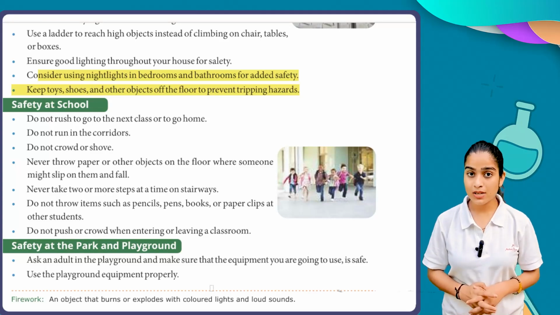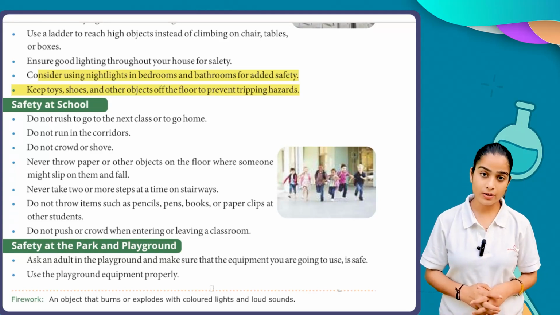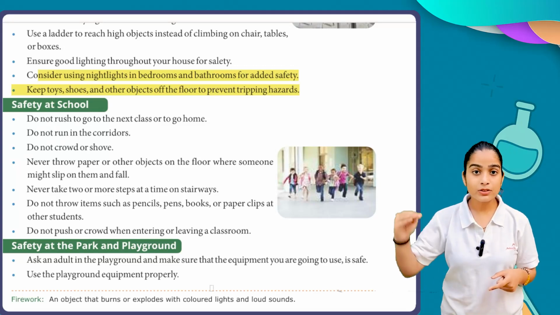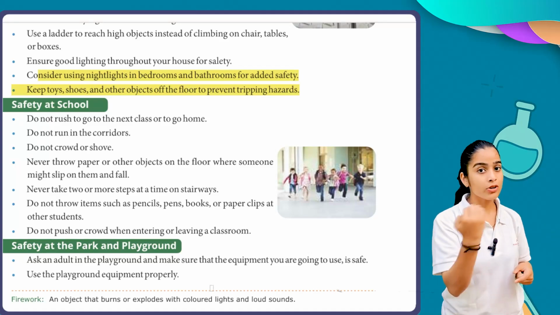So what are the things which we have to consider while we are at school? First, you do not run in the corridor. It can make you slip and fall down, and your bone may be fractured.